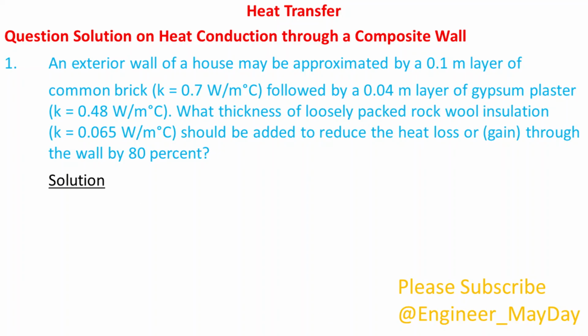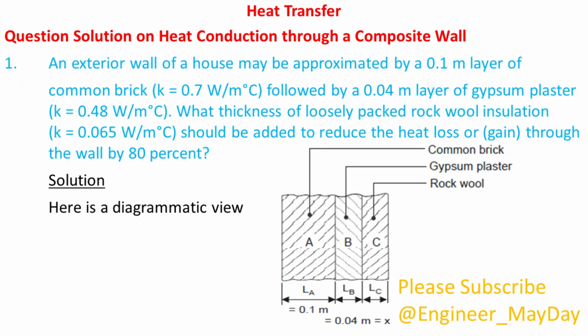Solution. Here is a diagrammatic view. Given. Thickness of common brick LA equals 0.1 meters. Thickness of gypsum plaster LB equals 0.04 meters. Thickness of rock wool LC equals X meters.